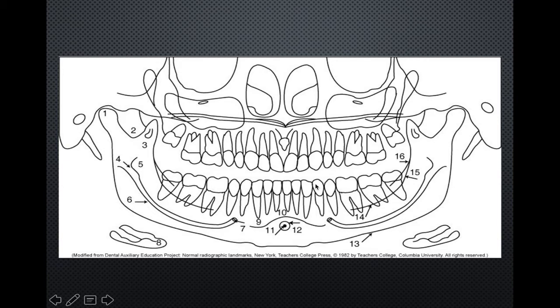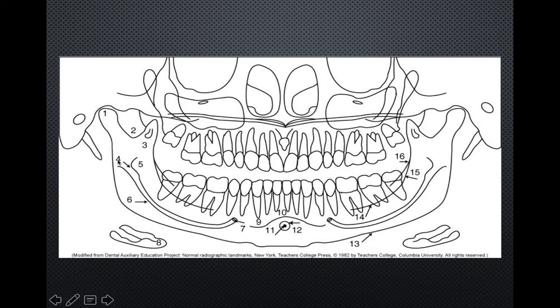So next we'll be going over some more normal anatomical landmarks that we find on the mandible and the surrounding structures of the mandible. So number 1 here, this is going to appear radiopaque. This is going to be our condyle. Number 2 will be radiolucent. It's going to be the coronoid notch area. Number 3, this is going to be our coronoid process.